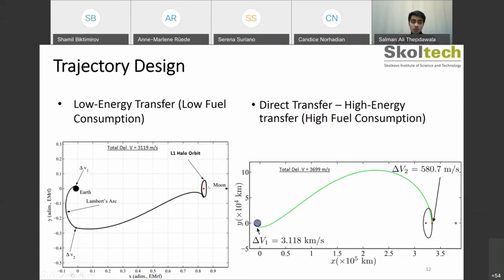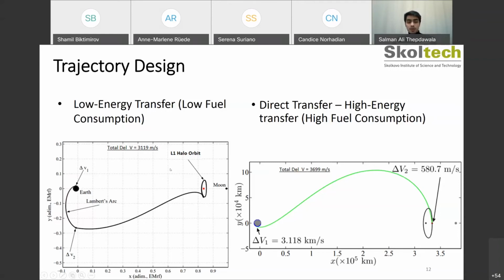So once we have the orbit, here on the picture on the left, an orbit around L1, we compute the stable manifold trajectory from this orbit, and we connect this to our satellite in the low Earth orbit or any other orbit around the Earth via Lambert's arc. Since it's Lambert's arc, it's given that this is an impulsive transfer. So once we have that, we have our completed preliminary trajectory from the Earth's orbit to the L1 halo orbit. We call this the low energy transfer because it consumes low fuel.